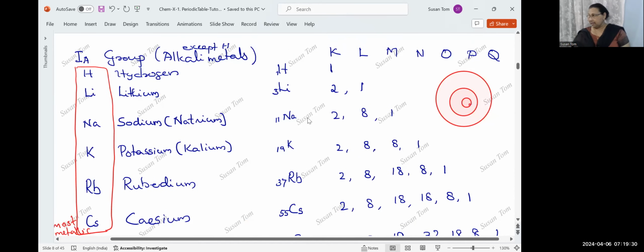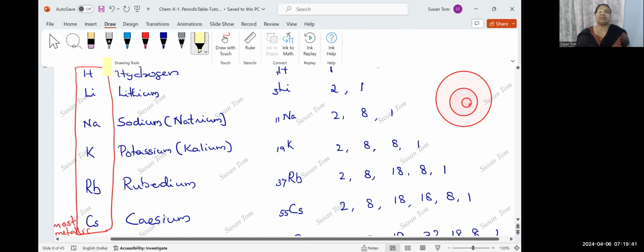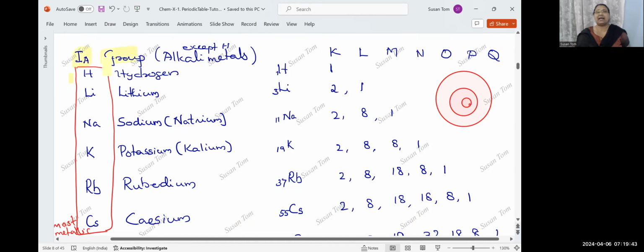Now, next to learn: alkali metals, group 1A. I have just written the heading 1A elements. Group 1A elements except hydrogen are known as alkali metals. If you say group 1A, hydrogen is included. This is one thing, the hydrogen element. 1 is the atomic number. In the K shell, it has 1 electron.